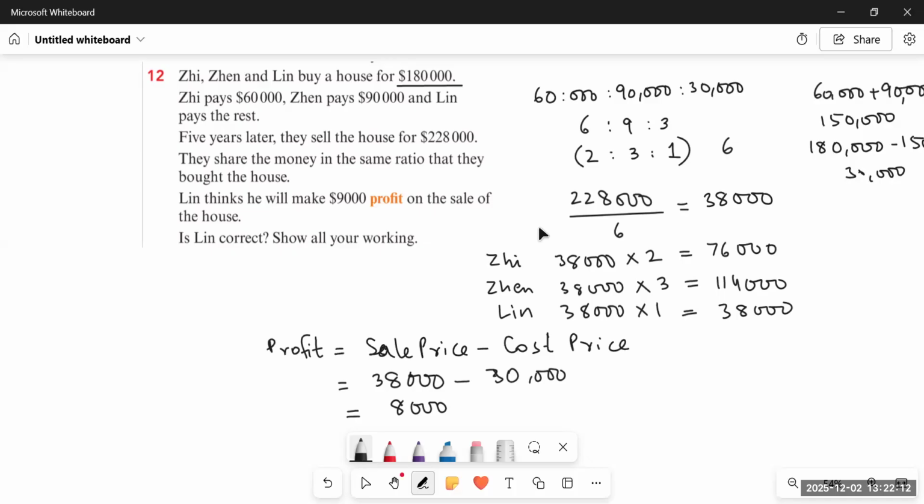For Z, it would be 76,000 minus 60,000. He has made a profit of 16,000. And for Zen, it was 114,000 minus 90,000. That is a profit of 24,000 made by Zen. Since Lin paid the least amount, he has made the least profit as well.